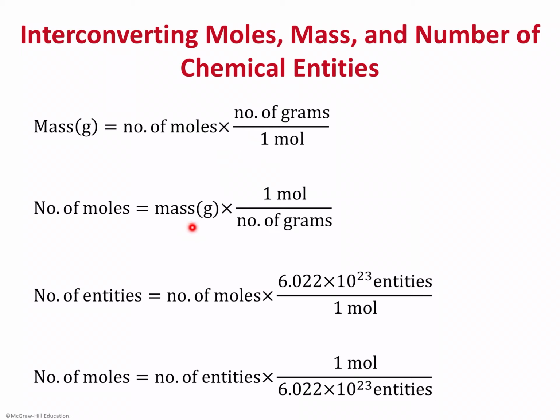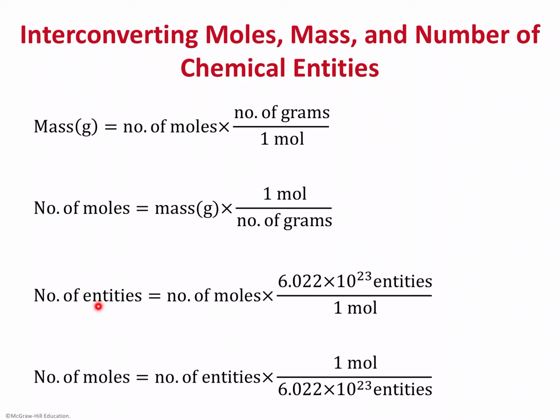Similarly, if the mass is given and you want to find the number of moles, you first write down what's given, the mass, and then you use the molar mass from the periodic table. Now we're going to inverse it: 1 mole is this mass in grams. We'll do some examples, you'll get it, okay?